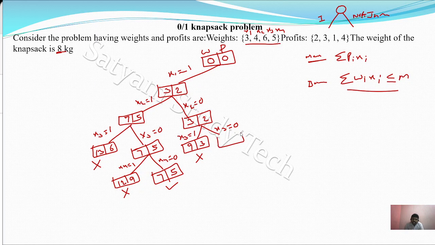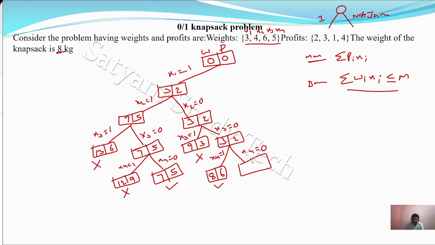If x3 is not included, that means only 3, that is x1 is included, x2 is not included, that is only 3. You can get the profit 2. So you can expand this. x4 is included, x4 is not included. If x4 is included, the weight of x4 is 5. 5 plus 3 is 8. Here if we include x4, the profit is 4. So 4 plus 2 is 6. This is another solution.